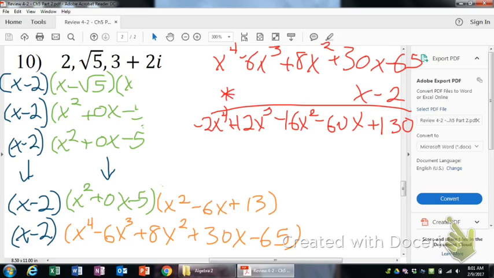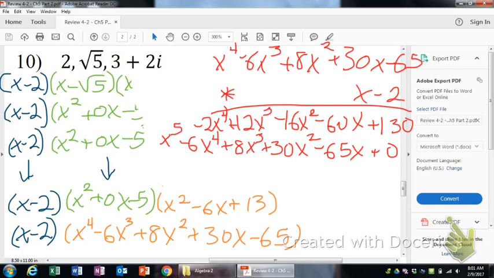Alright, then I have this x term. So x times negative 65 is negative 65x. X times 30 is 30x squared. X times 8x squared is 8x cubed. X times negative 6x cubed is negative 6x to the fourth. X times x to the fourth is x to the fifth.